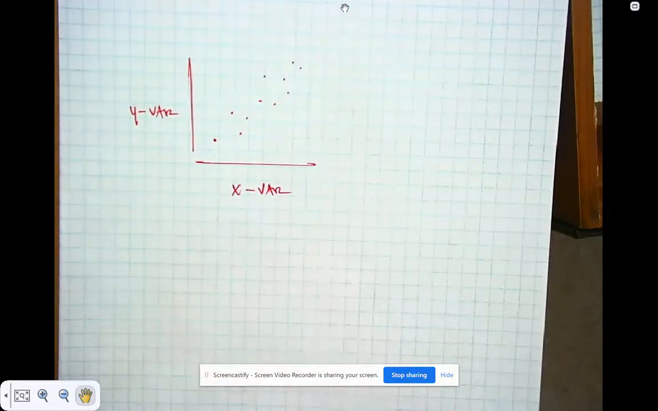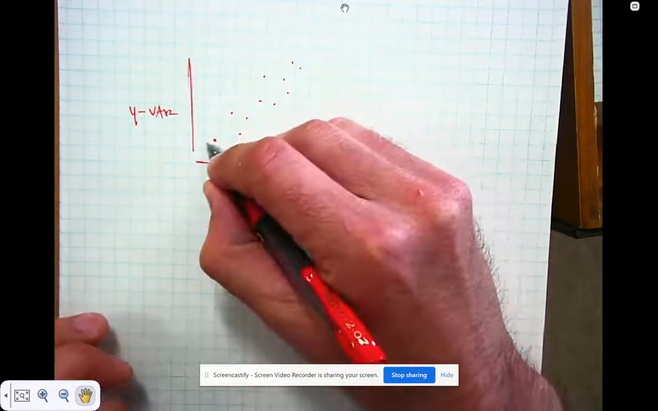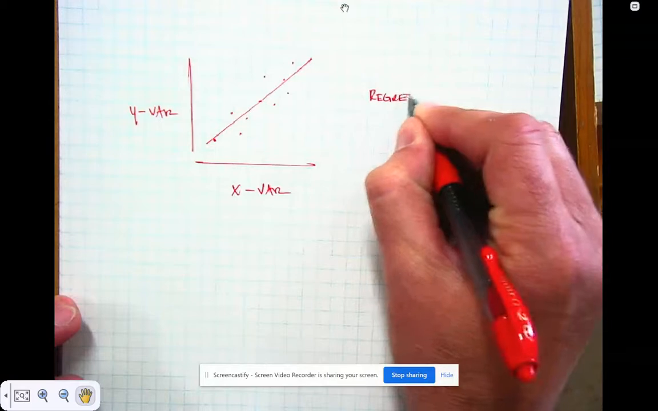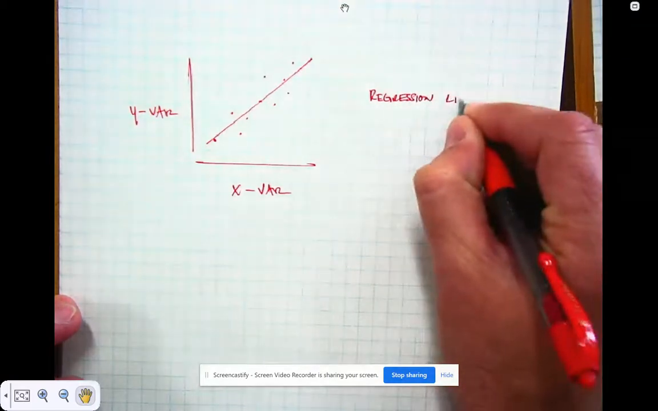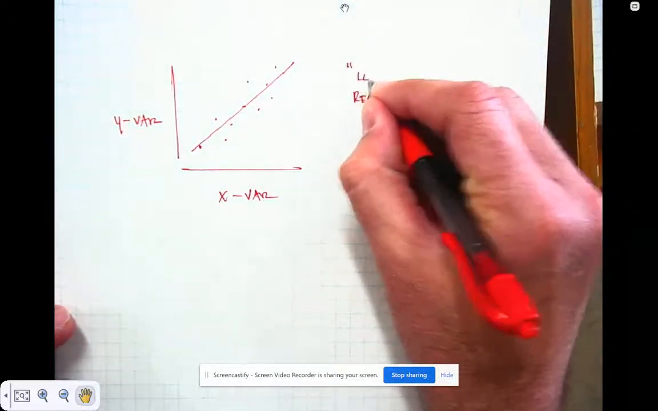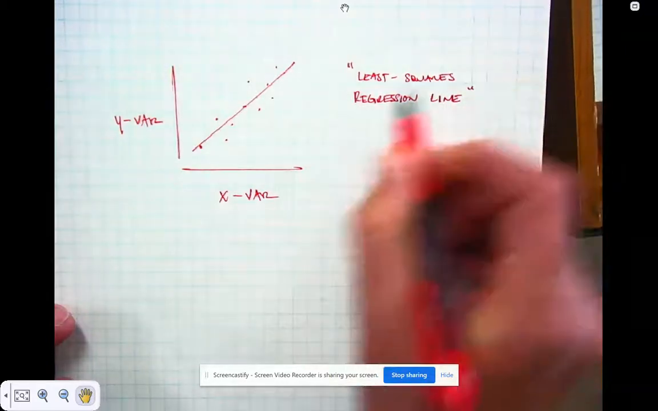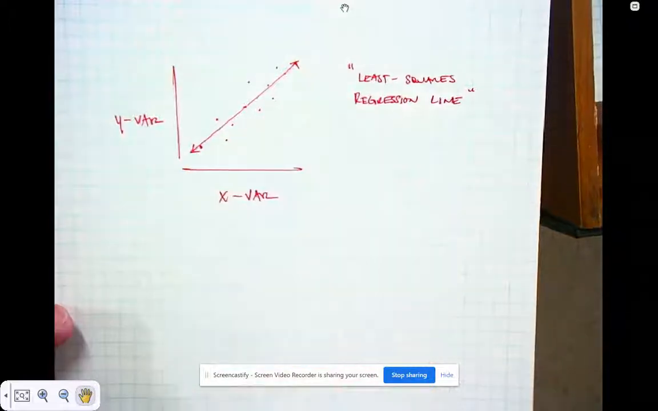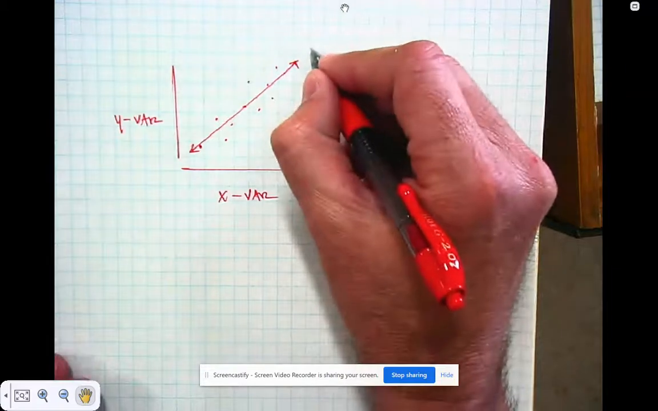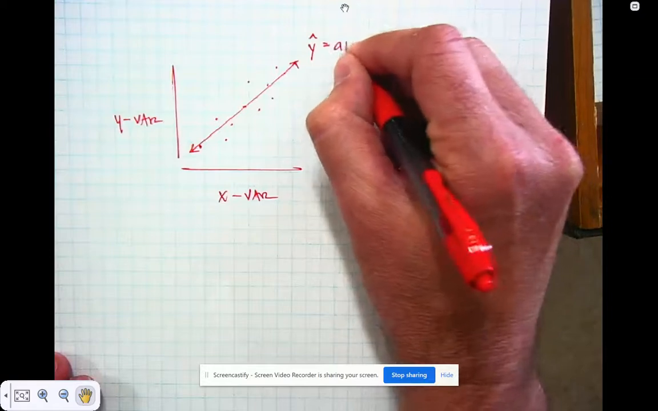Where we're moving today is, we've kind of talked about this, but we're going to officially come up with what's called a regression line. There's a particular line called a least squares regression line. I'm not going to get into detail about why it's called that, but in your brain it's just that magical line that fits the data. We label this line, and this is all in your notes, so don't worry about it. This is going to be y hat equals a plus bx.